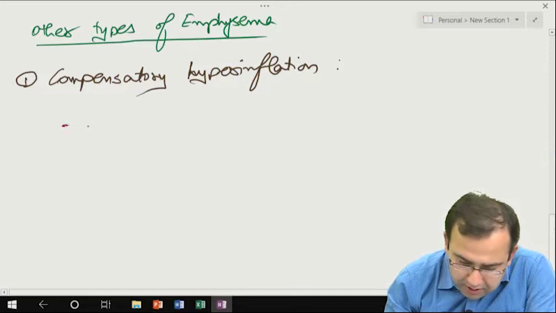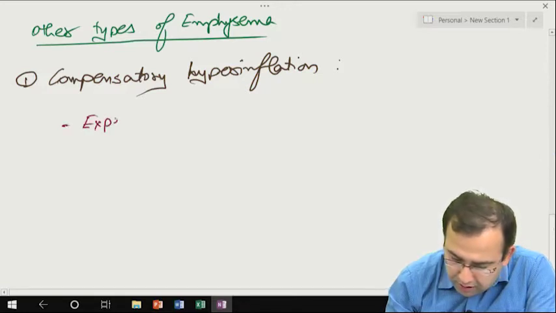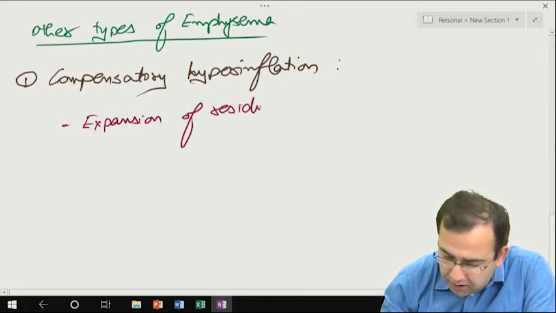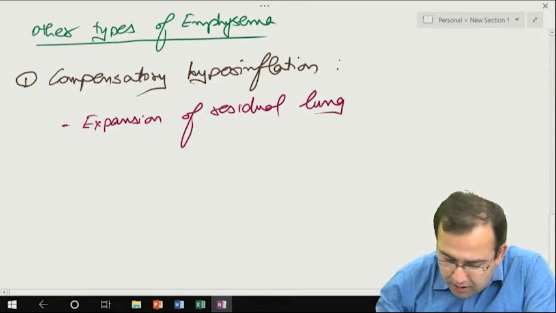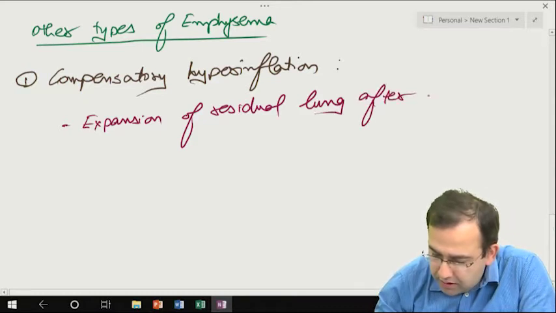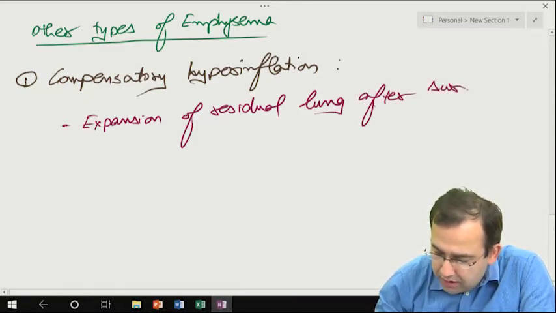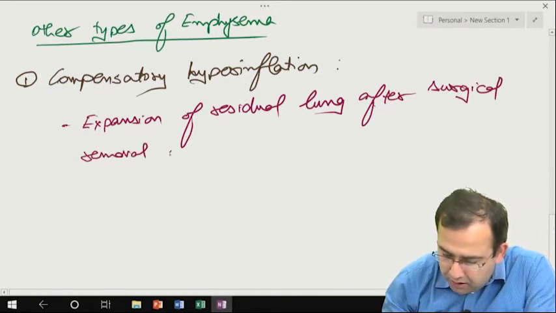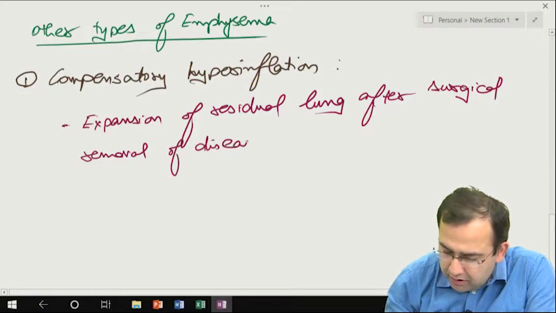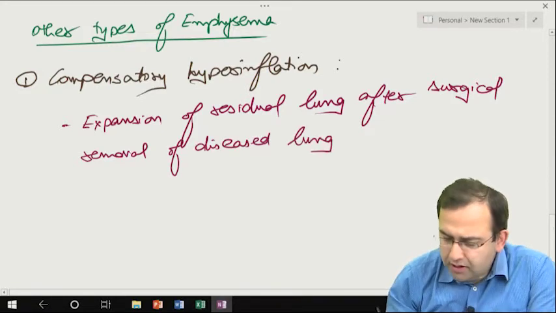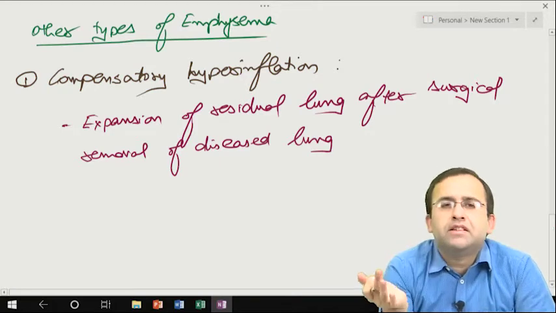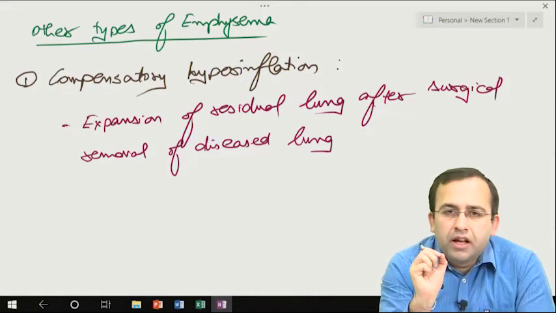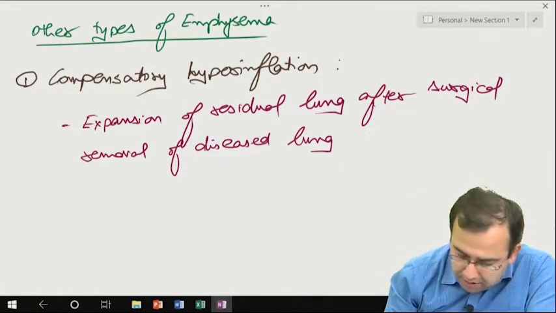First point, this is expansion of residual lung after the surgical removal of diseased lung. The name told you that this is a compensatory response. Why is the compensation needed? Because we have surgically removed the diseased lung. That was obvious.